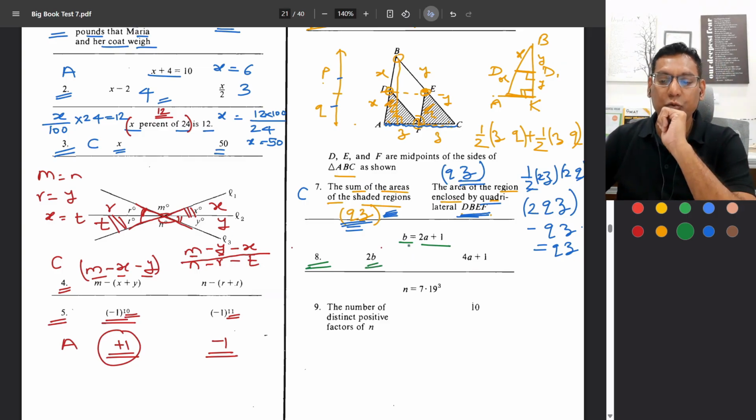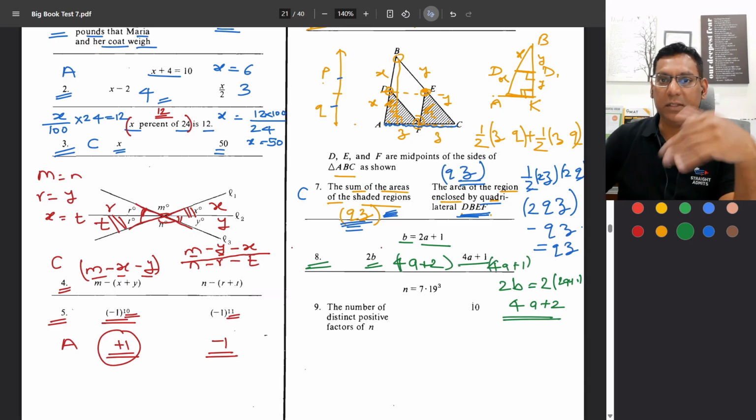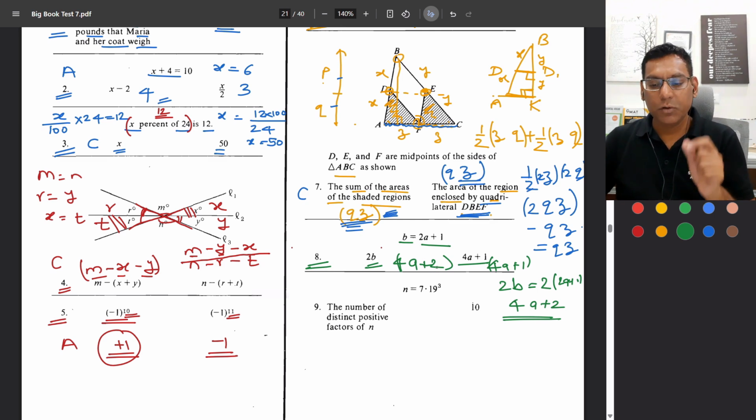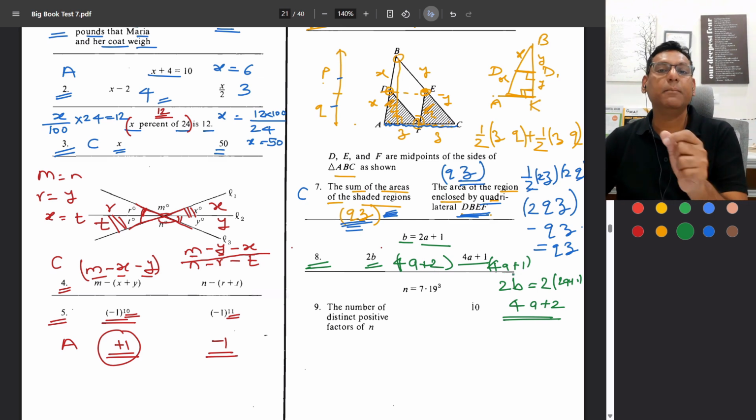Okay, so 2b is equal to 2 times 2a plus 1, that is basically 4a plus 2. Correct. So this is 4a plus 2. Here I have 4a plus 1. So it doesn't matter what 4a is, whether it is positive or negative. Some quantity plus 2 is always going to be bigger than the same quantity plus 1.